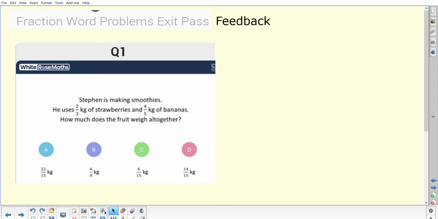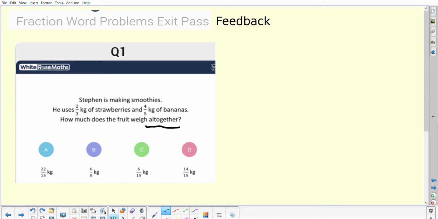So we're going to have a look at the exit paths that you did after practicing how to answer questions where you had to work out from the question whether or not you were adding or subtracting the fractions. So question 1 here. Right, Stephen is making smoothies. He used 2/3 of a kilogram of strawberries and 4/5 of a kilogram of bananas. How much does the fruit weigh altogether?